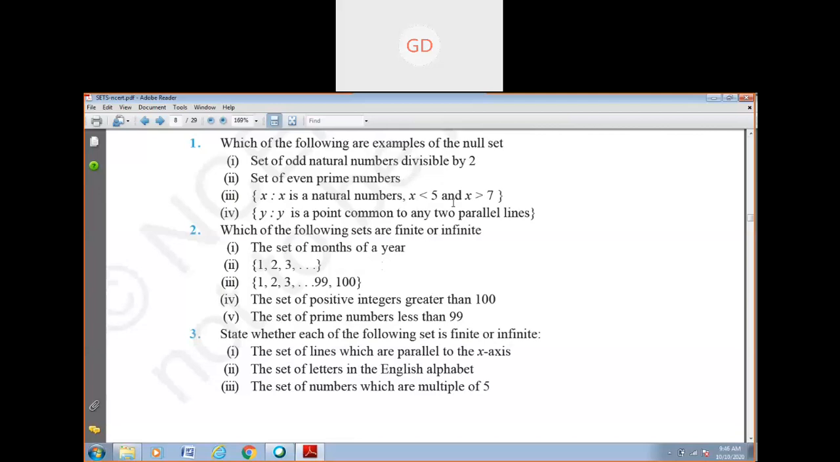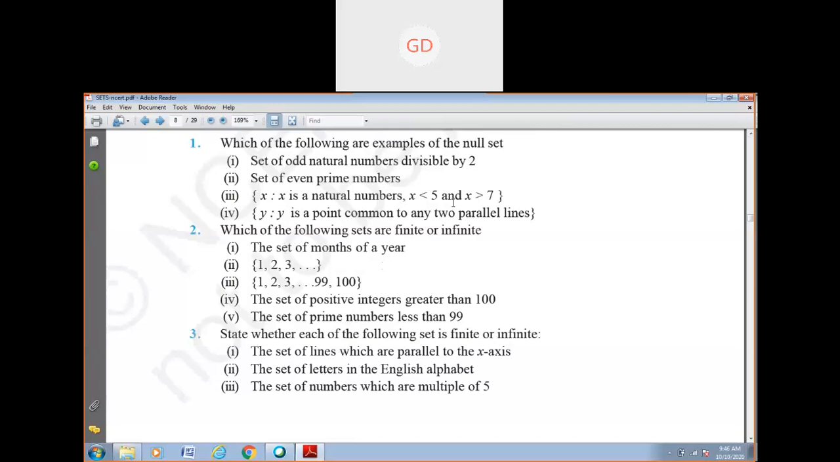Y such that y is a point common to any two parallel lines. So this set is definitely an empty set, a null set, because no common point exists. No common point exists between two parallel lines, because parallel lines means they are not intersecting. If two lines do not intersect, a common point does not exist.